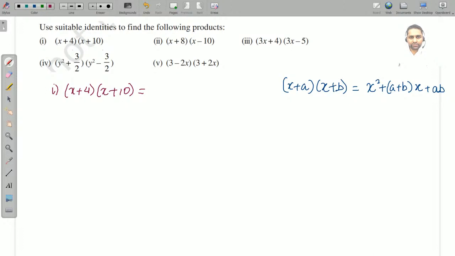So it comes out to be x square plus 4 plus 10 is 14, 14x plus 4 times 10 is 40. This is how you are going to solve these questions. In the next part as well, you are going to apply the same identity. So you have to identify what is a over here. A over here is 8 and b over here is negative of 10.